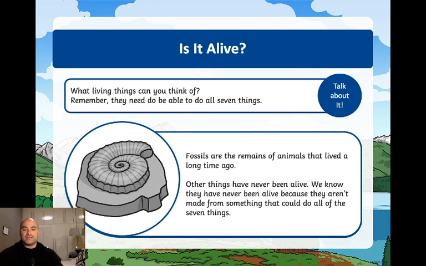Fossils are the remains of animals that lived a long time ago. Other things have never been alive. We know they have never been alive because they aren't made from something that could do all of the 7 things. So fossils, they encapsulate this thing that has been alive once, like a fish. You know, there are fossils of a fish. The fossil isn't alive, but the fish once was, or a snail once was.